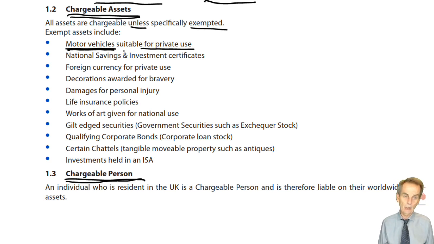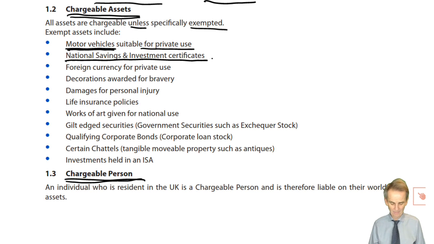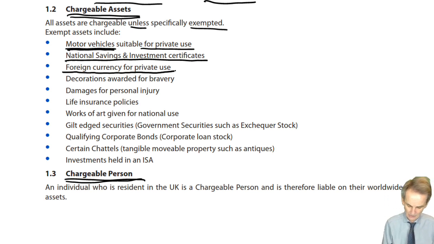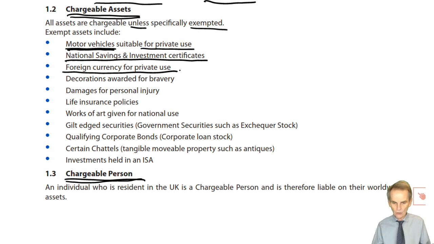Something we saw back in chapters 2 and 3 in terms of an exemption from income tax: the holding of national savings and investment certificates, free of both income tax and CGT. Foreign currency for private use. If between acquiring the foreign currency and converting it back into sterling the exchange rates have changed, such as on the amount you've cashed back in for sterling that you haven't spent on your holidays, and you make a bit of a gain, then that is going to be exempt. Again, foreign currency for private use is exempt.